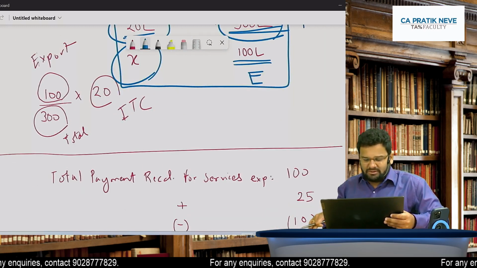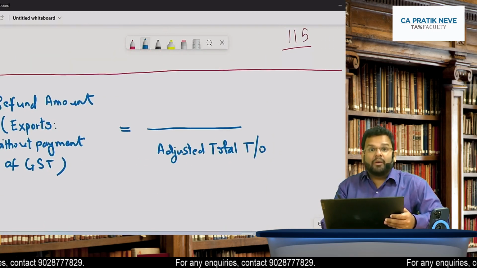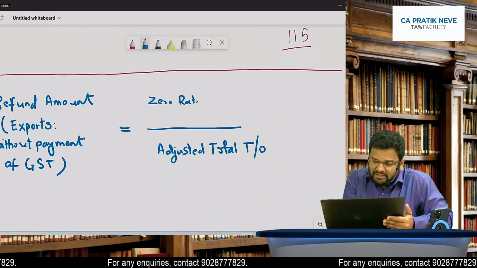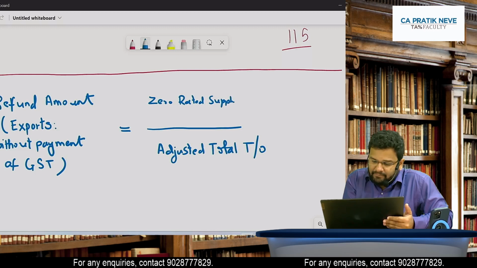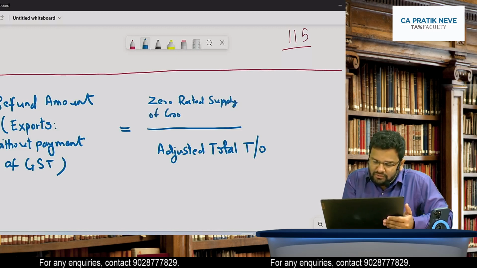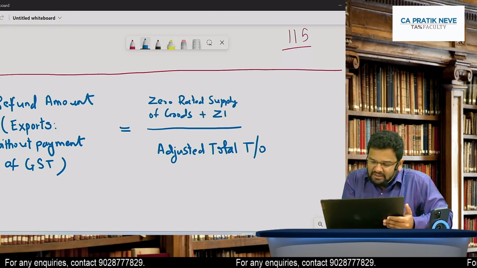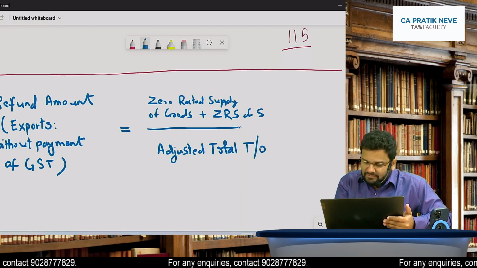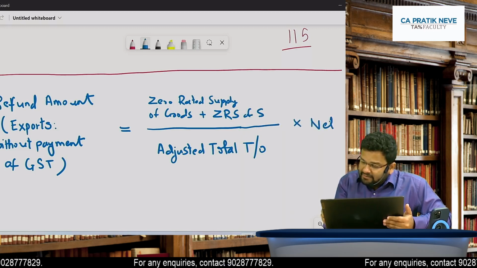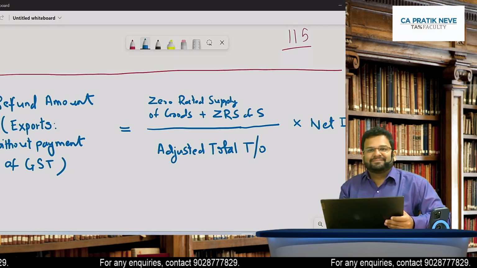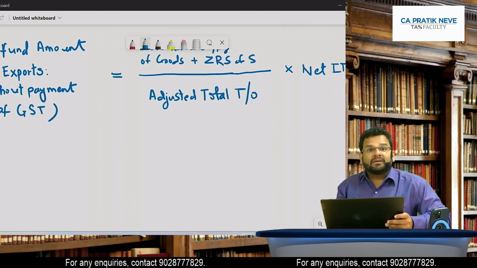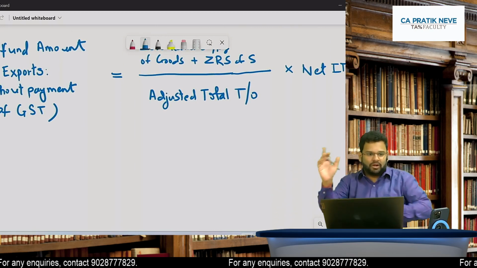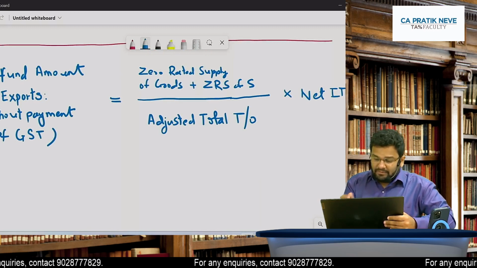So 100 was exports. Now exports I am calling as zero rated supply. First I am calling of goods plus zero rated supply of services. Agreed? Multiplied by net ITC. Yes? यहाँ तक any doubt? That's why at each step I am asking you. No doubt till this step. Wonderful.